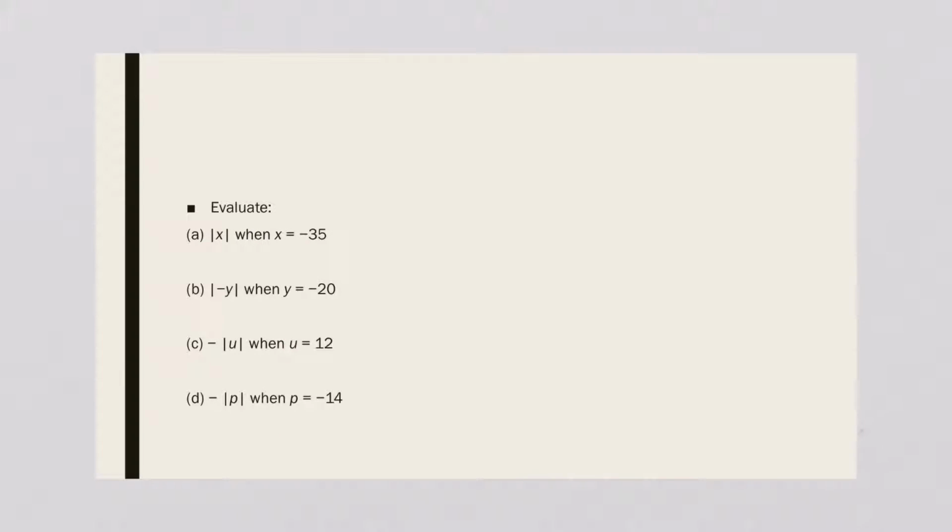Okay, so in these, we're evaluating absolute values. And in part A, when x is negative 35, so we are evaluating the absolute value of negative 35. What is the absolute value of negative 35? Well, how far is negative 35 from 0? It is 35 units away. That's your answer.